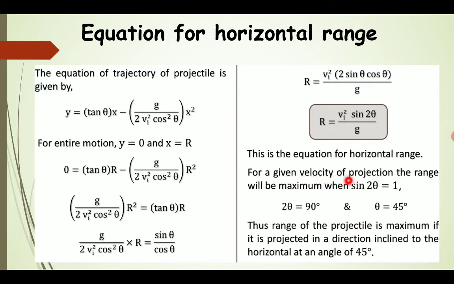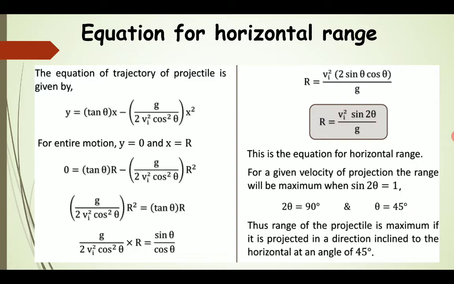For a given velocity of projection, the range will be maximum when the sine factor is 1. Sin 2 theta should be 1. For that, 2 theta should be 90 degrees, or theta is 45 degrees. So if the projectile is projected at an angle of 45 degrees, the range will be maximum. So this is the 45 degree angle where we have the maximum range for a given projectile motion.